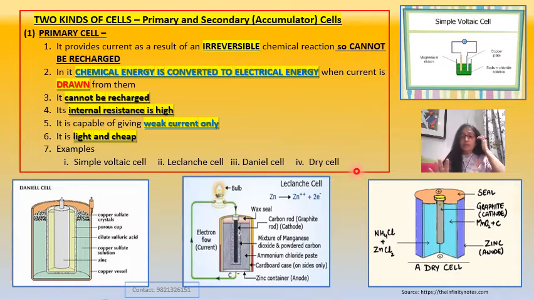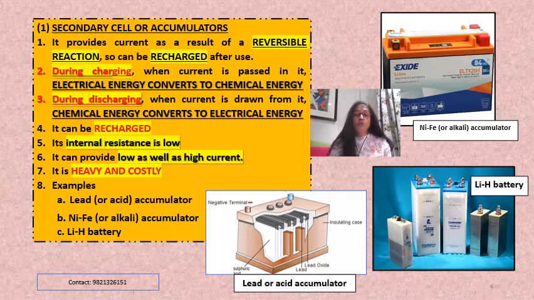So what are primary cells? Cells that provide current as a result of an irreversible chemical reaction. It's an irreversible chemical reaction. Okay, they cannot be recharged and they give only weak current. And chemical energy is converted into electrical energy when current is drawn from them. All right. So then what is a secondary cell?